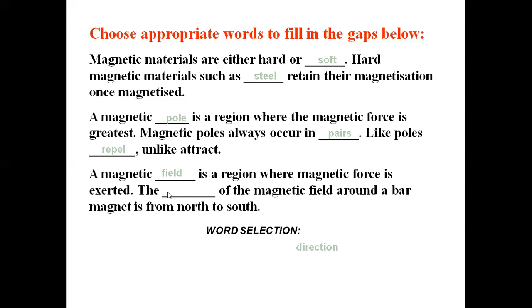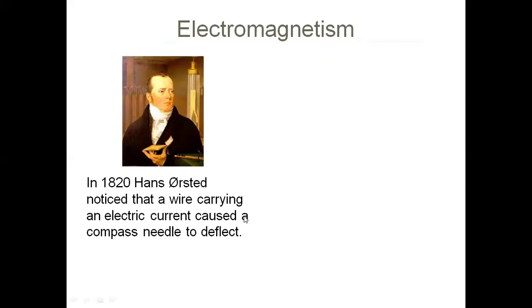A magnetic field is a region where magnetic force is exerted. And you remember which objects will experience the force? The moving charges, magnetic material, and a magnet. The direction of the magnetic field around a bar magnet is from north to south. So these blanks are over now. Now we start our part B, that is electromagnetism.